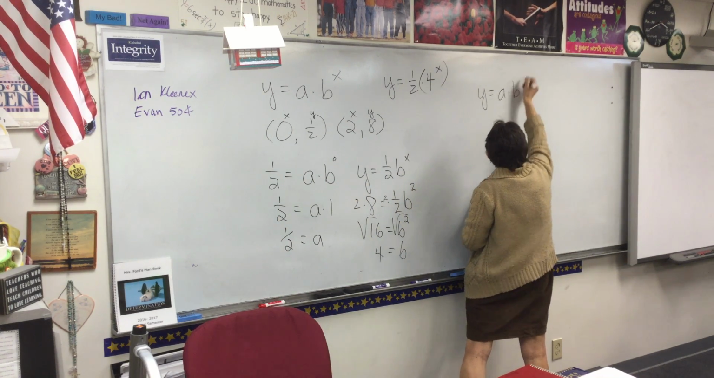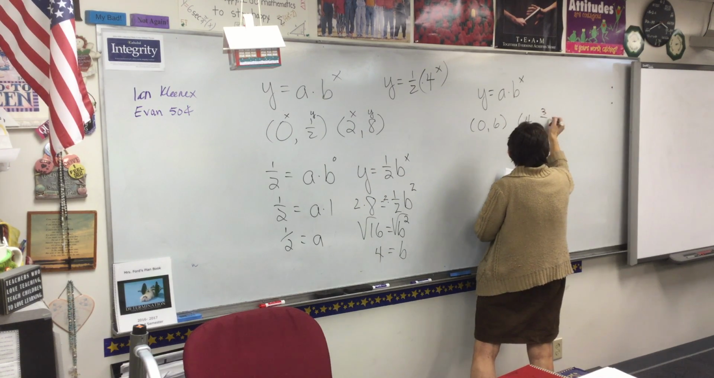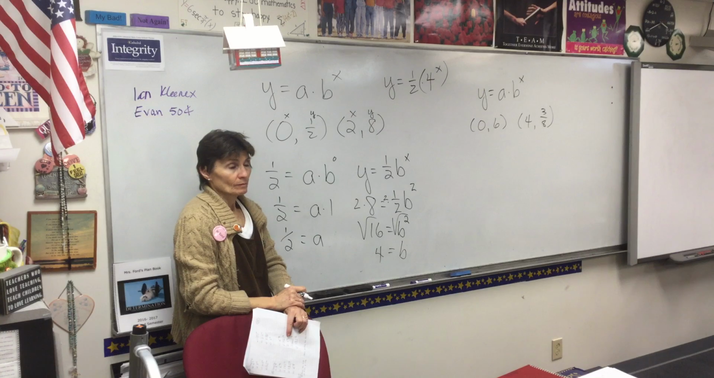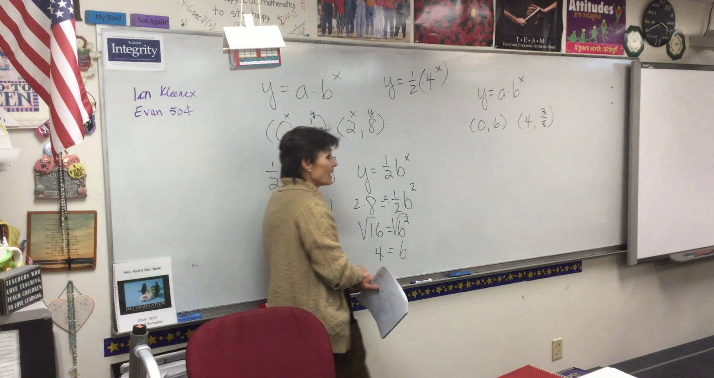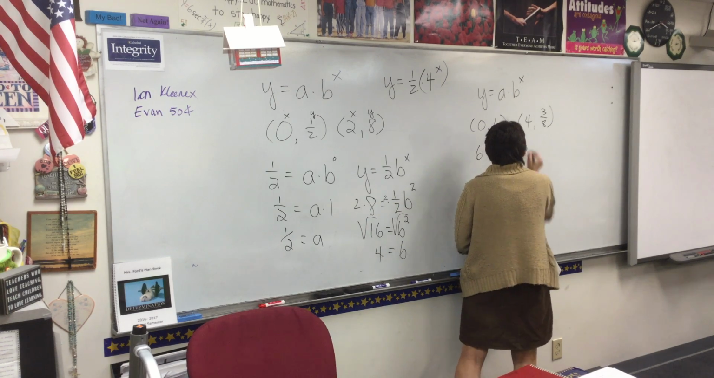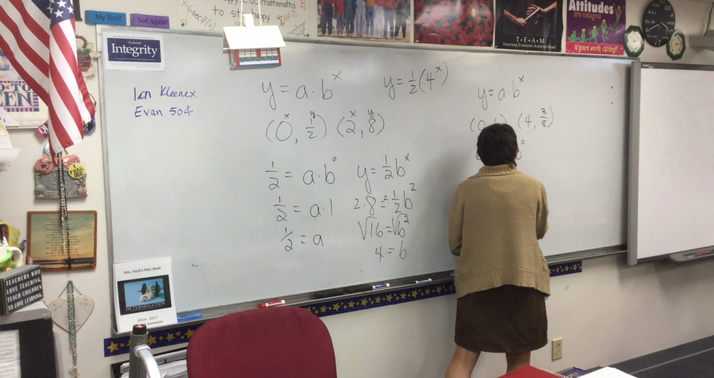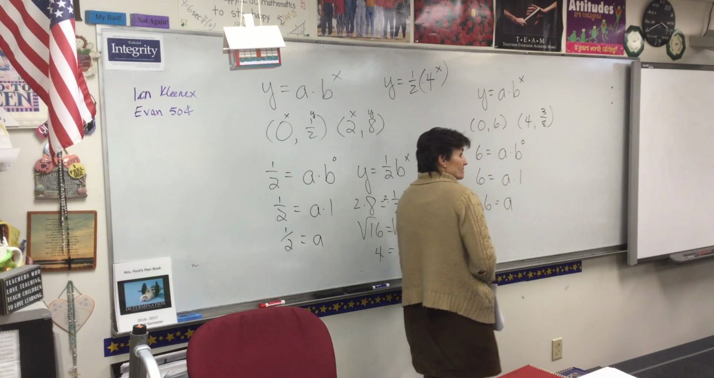All right, so let's look at the next one. Exactly the same idea, but our points are 0, 6, and 4, 3/8. Okay, so here we go. Step 1. Plug in the point that has a 0. So 6 equals a times b to the 0. But b to the 0th is 1. So a ends up equaling 6.